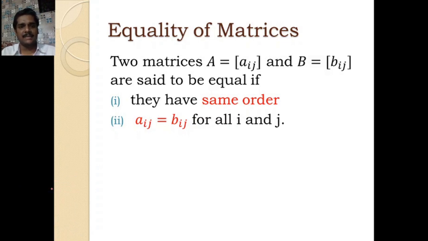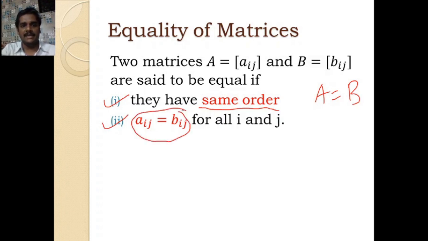So what do you understand by this definition? The two matrices will be equal if these two conditions hold. Condition number 1, both A and B should have the same order. Condition number 2, each corresponding element of both the matrices should match: Aij equals Bij for all i and j.